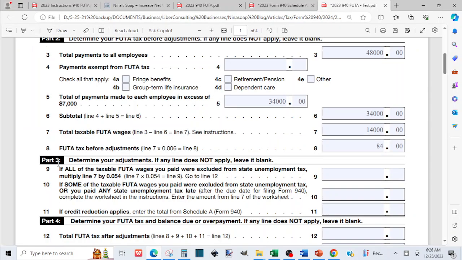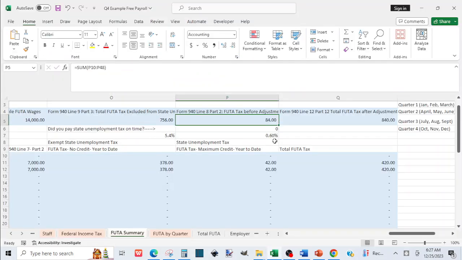So now part 3, determine your adjustment. If any line does not apply, leave a blank. If all of your taxable FUTA wages you paid were excluded from state unemployment tax, multiply line 7 by 0.054. And by the time I was designing the spreadsheet, I didn't pay state unemployment tax because I called and asked the state tax department, and no one gave me a good answer there.